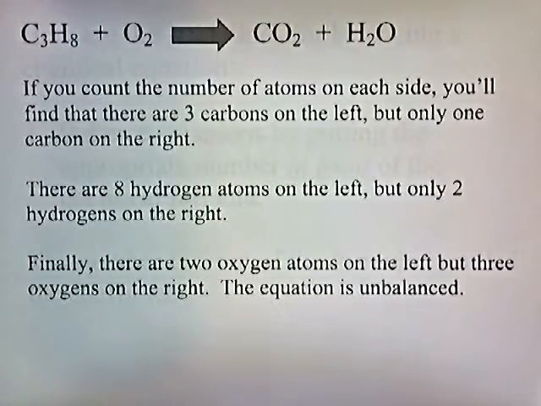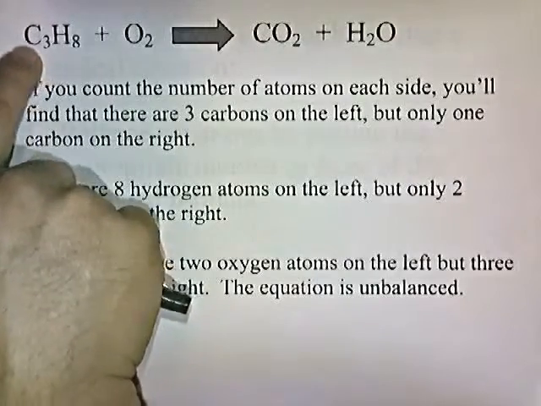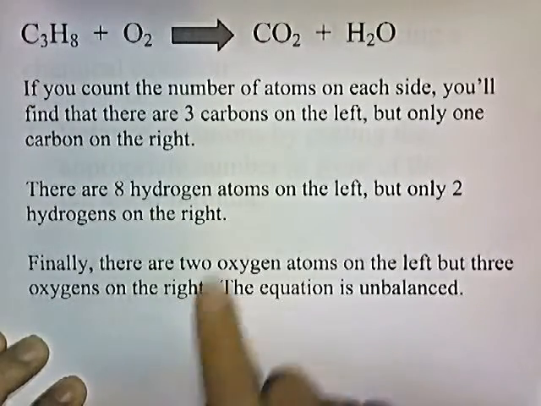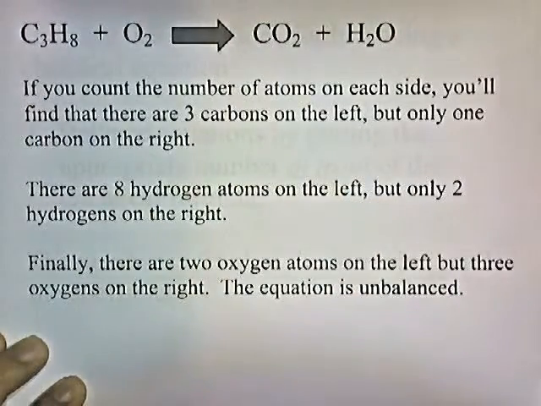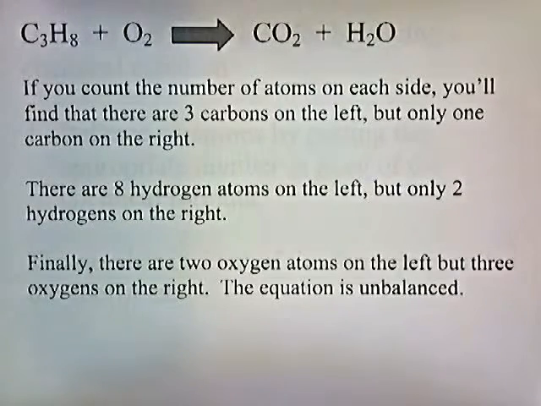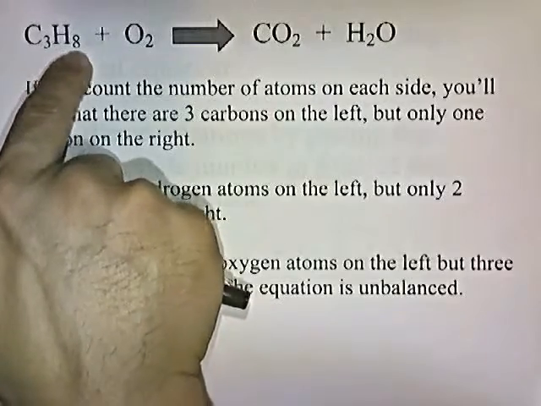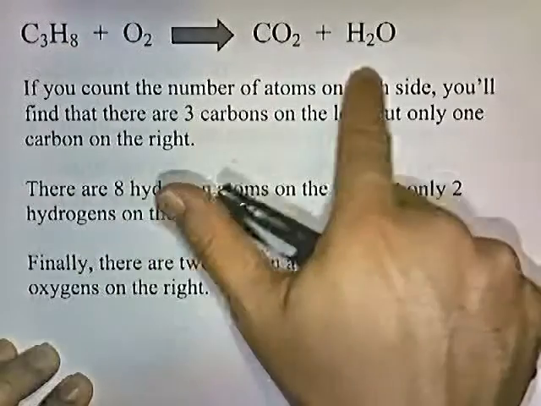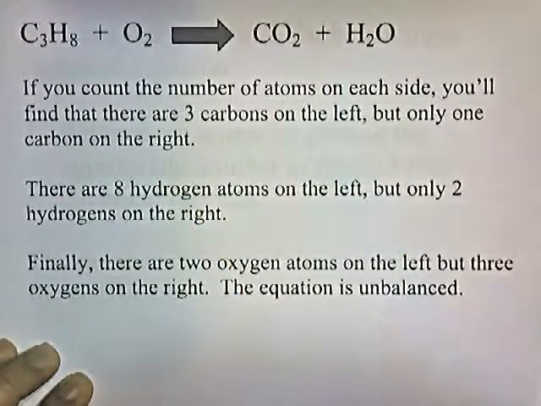So let's take a look at this. If you count the number of atoms on each side, you'll find that there are 3 carbons on the left, so C3, but only 1 carbon on the right. Just that 1 carbon right there. There are 8 hydrogen atoms on the left, but only 2 hydrogens on the right. So H8, 8 hydrogens here, and then H2, 2 hydrogens on the right.